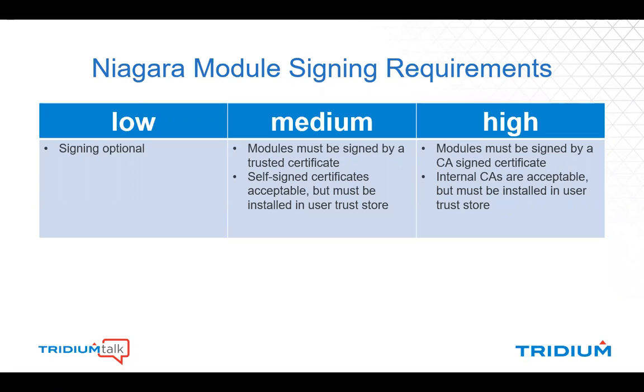With the medium verification mode, modules must be signed by a trusted certificate. This can be a self-signed certificate, but it will have to be installed in the user trust store of any platform where the module is installed. And with the high verification mode, modules have to be signed by a CA signed certificate. An internal CA can be used, but again, it'll have to be installed in the user trust store wherever the module is installed.